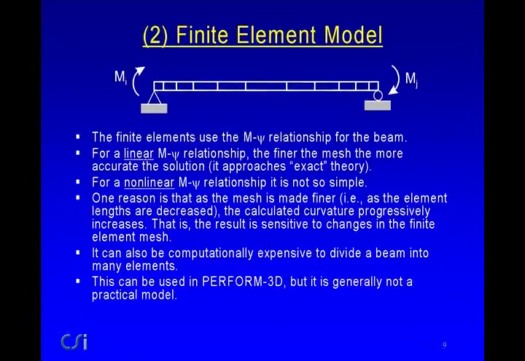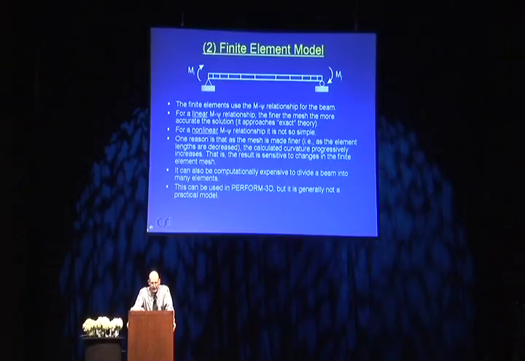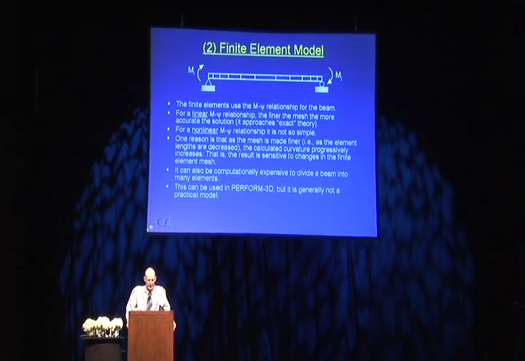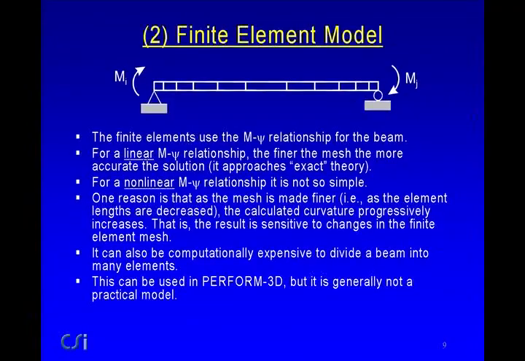The second one is to use a finite element model, just illustrated here with elements of different lengths. The finite elements use the moment curvature relationship for the beam. For a linear moment curvature relationship, you know that the finer the mesh, the more elements you use, the more accurate the solution. It approaches the exact linear theory. So you might say, great, for nonlinear behavior, let's just refine the mesh and we'll get more accurate results. It doesn't work that way for nonlinear.